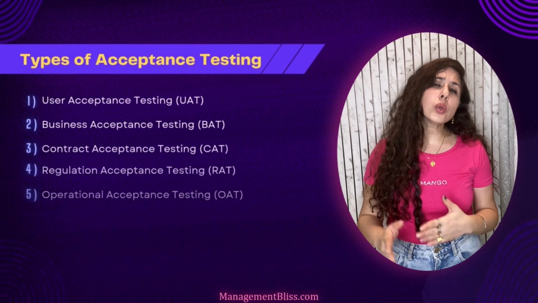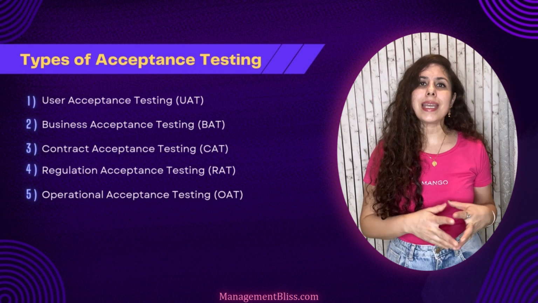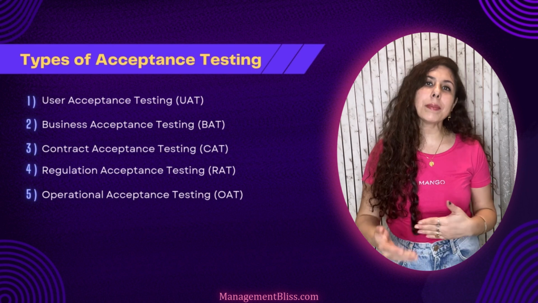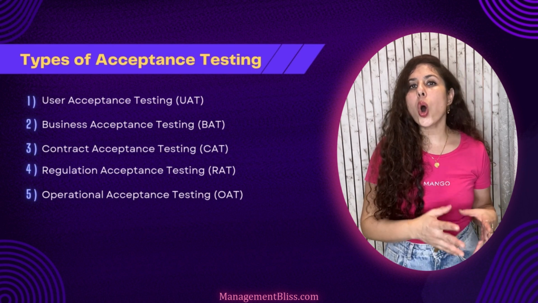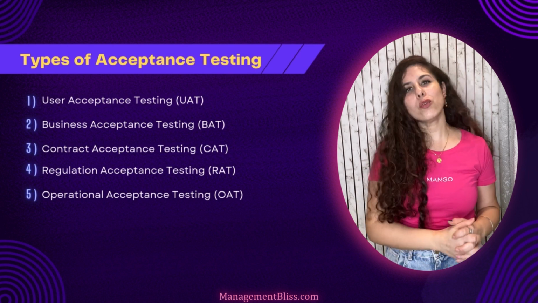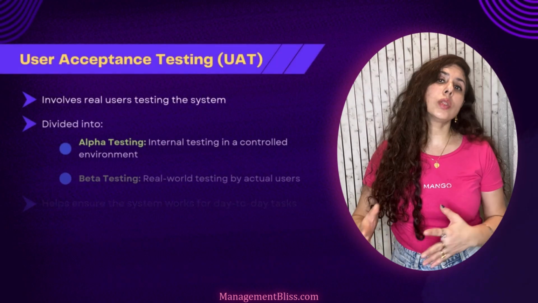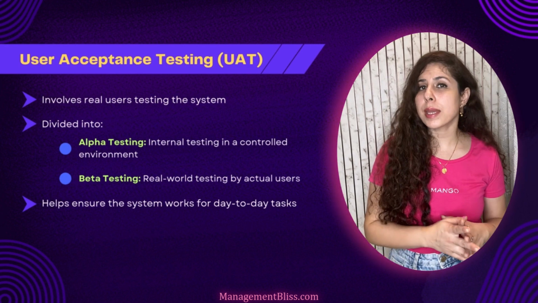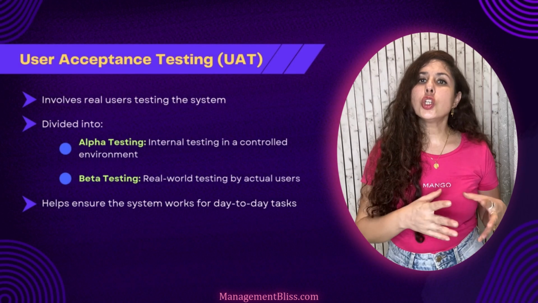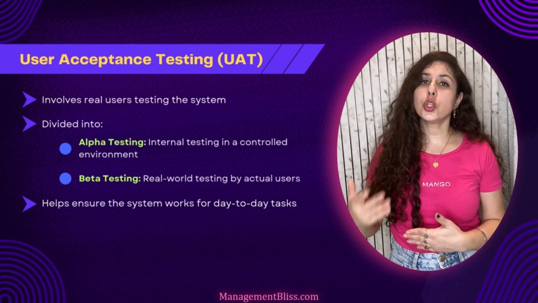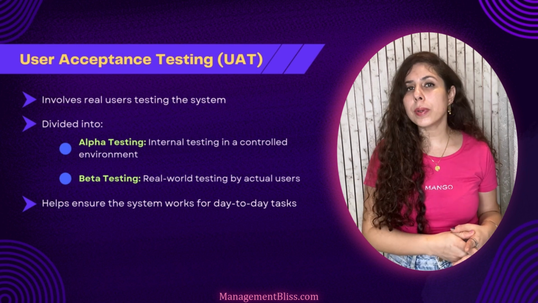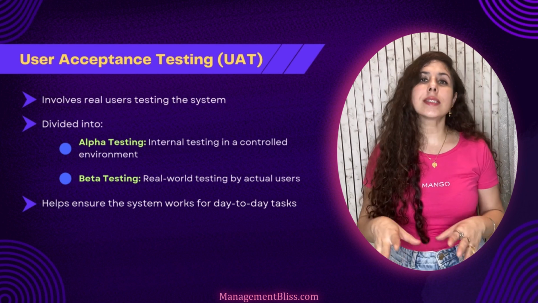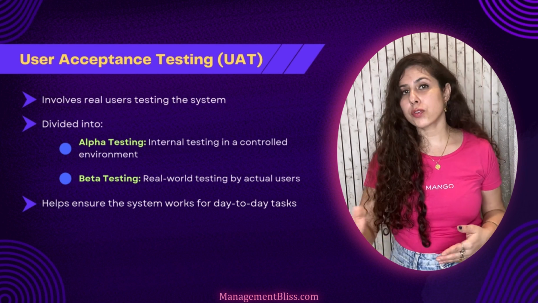There are a few types of acceptance testing, each serving a slightly different purpose. Let's look at them one by one and understand what will be done in each type with examples. What is user acceptance testing? User acceptance testing is the first type of acceptance testing. User acceptance testing or UAT is where actual people who are going to use the system get their hands on the system to see if it really works for them.